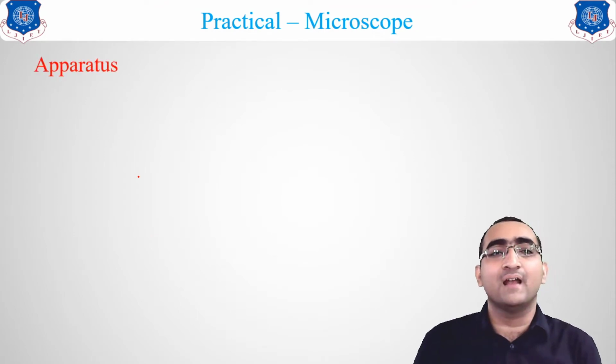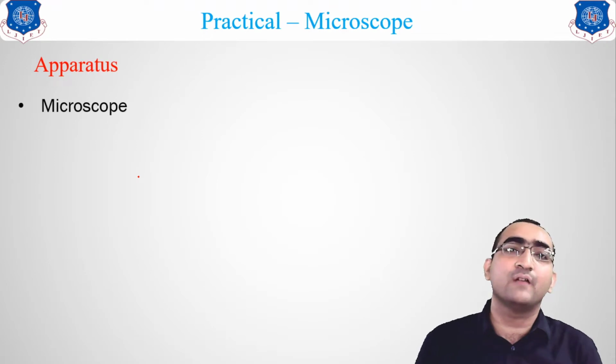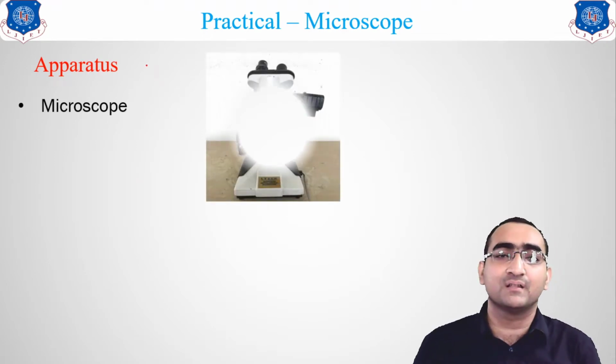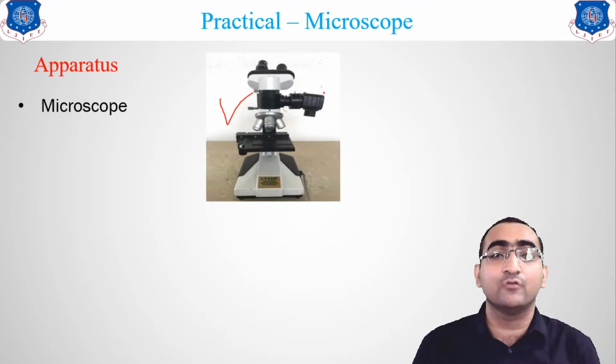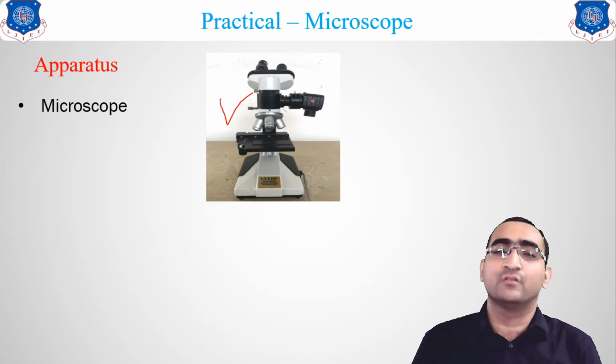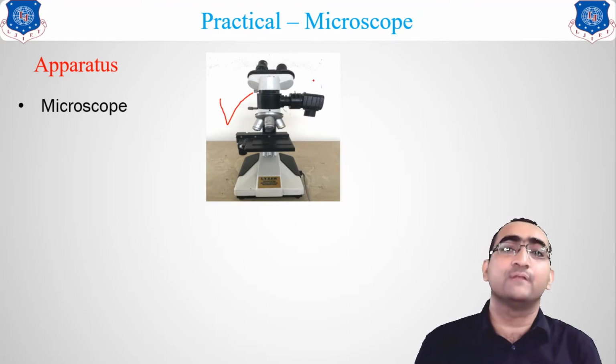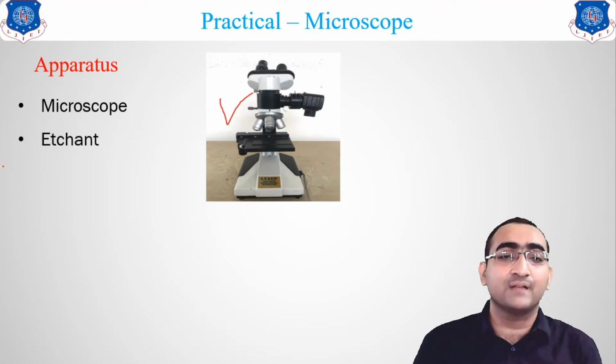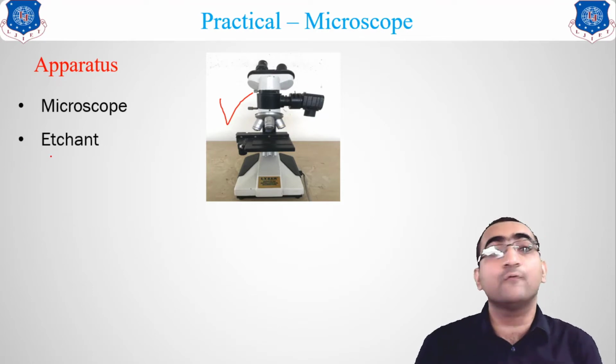Now let us see which different apparatus we require. The first one is known as a microscope. This is the microscope on which we are going to study the parts. The second one is known as an etchant. What is the etchant?